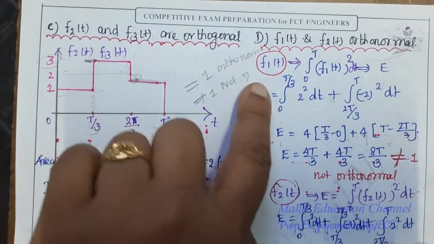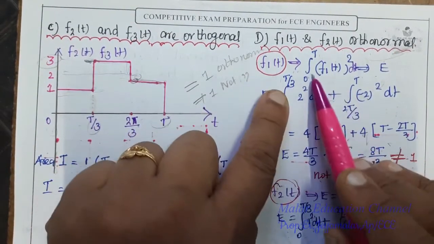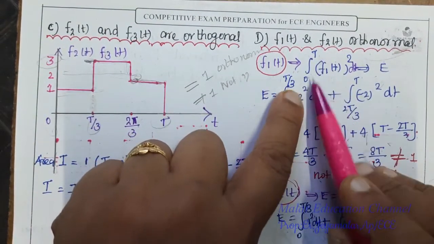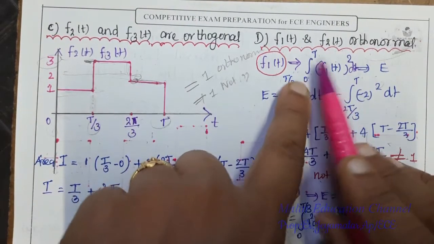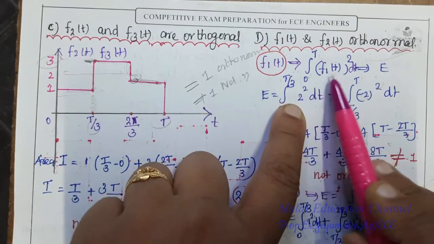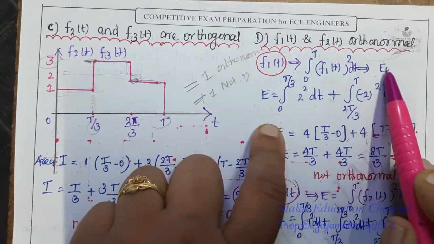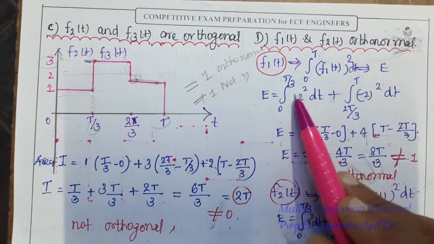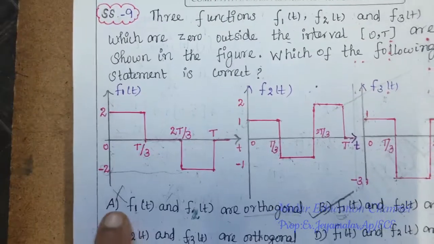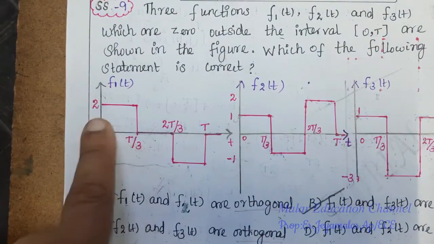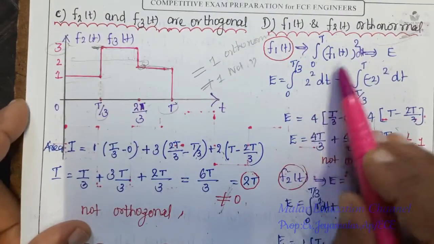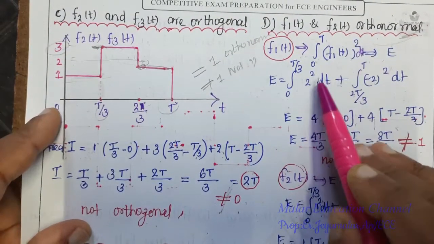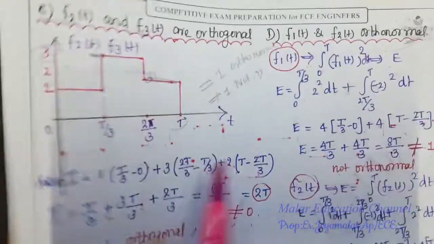Let me check. f1 of t equal to integral, this is for integral 0 to t. That's a waveform. The product of the waveform from 0 to t, f1 of t the whole square dt. We know the limit 0 to t by 3. See here, this is a range. 0 to t by 3, the amplitude is 2. So here also substitute 2. So f1 of t the whole square, 2 square into dt, plus similarly the range.